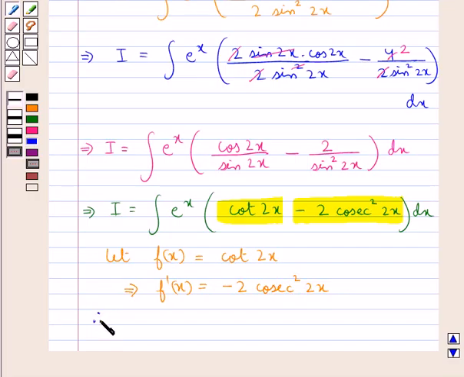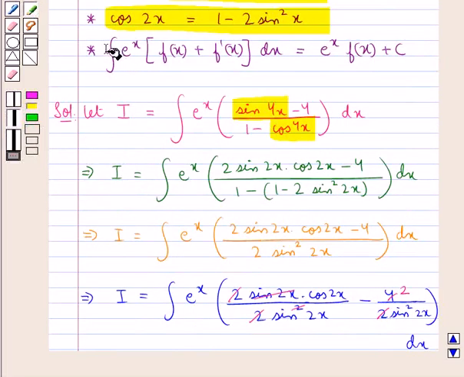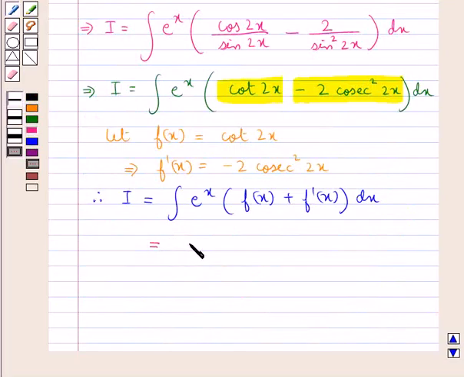Thus we can write I as integral of e to the power x into (f of x plus f dash x) the whole dx. And we know from the key idea that integral of e to the power x into (f x plus f dash x) dx is equal to e to the power x f x plus c. Thus, this is equal to e to the power x into f x plus c.